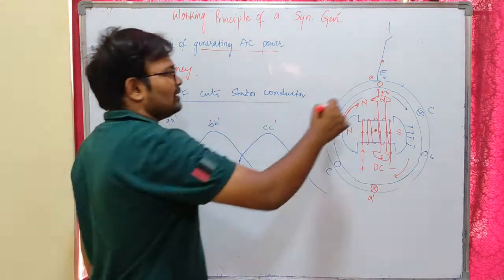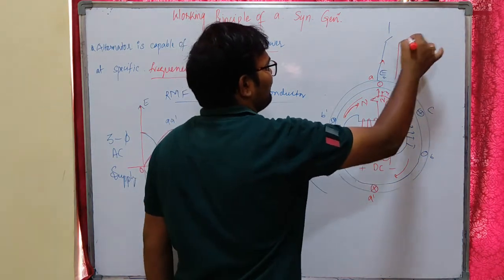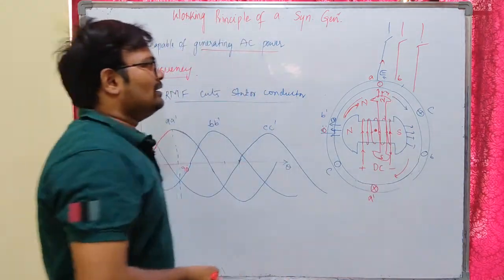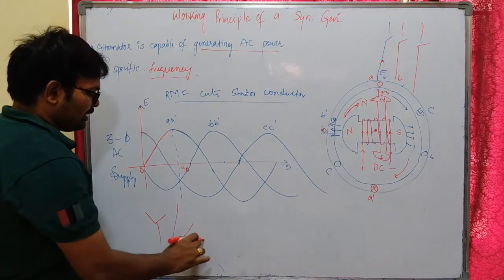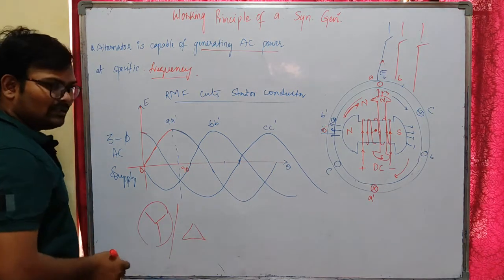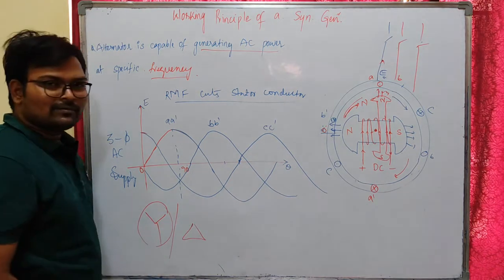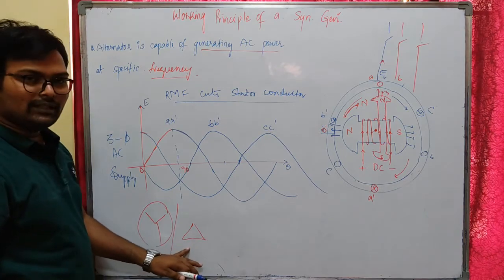Okay, so these 3 phases A, B and C will be taken out from the stator, and these can be connected as star or delta. As they are 3-phase, the stator connection can be star or delta. Mostly star is used because it will induce more EMF compared to delta.